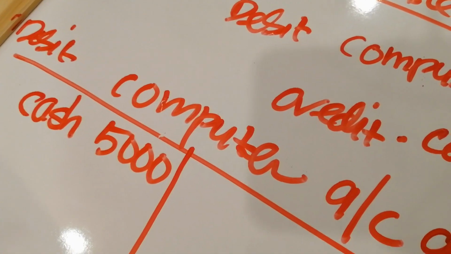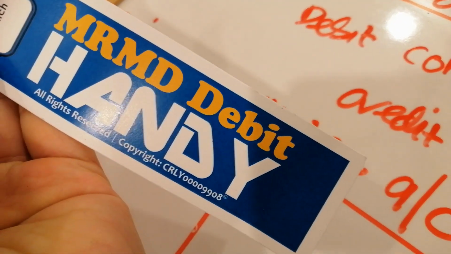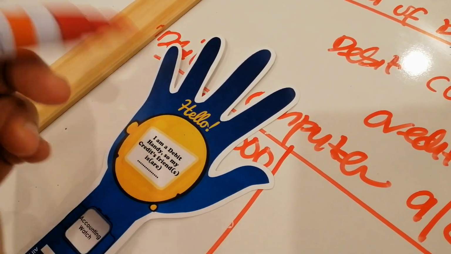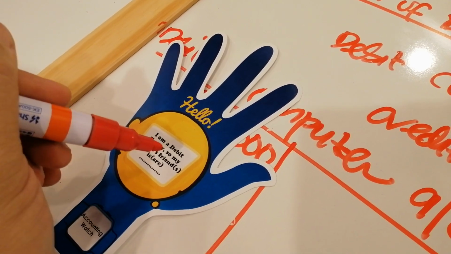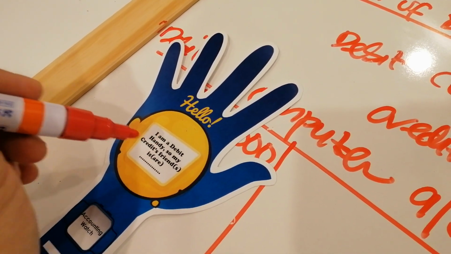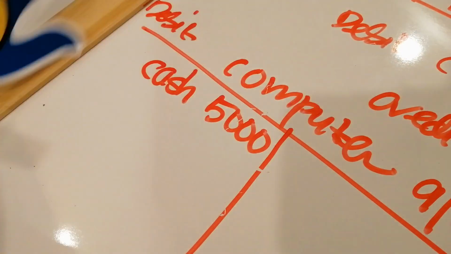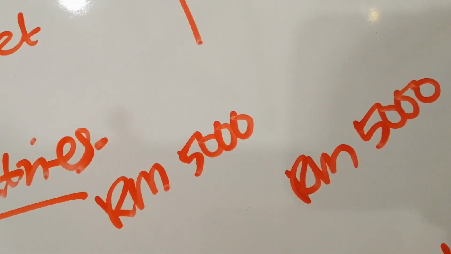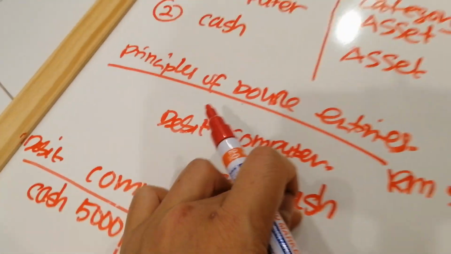Again, computer is under debit. So, you pergi computer account, pergi belah debit, ambil debit handy, yang biru ni, you letak dekat debit side. Semua debit. You baca, I am a debit handy, so my credit spread. So, kawan debit ni, yang kredit ni, siapa nama dia? Cash. So, dot ni, you letak cash. Berapa nilai? 5,000.